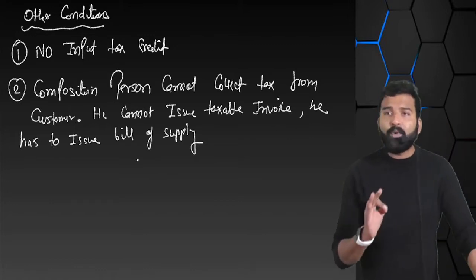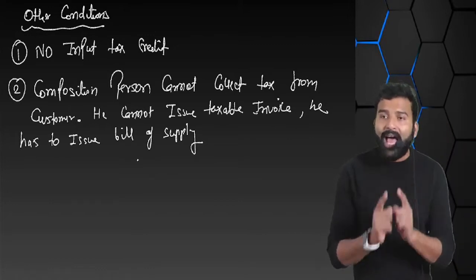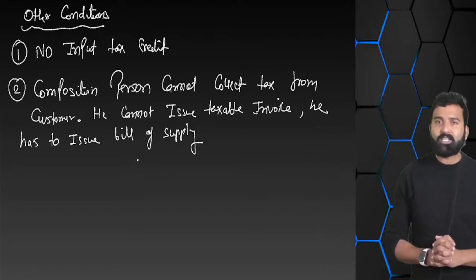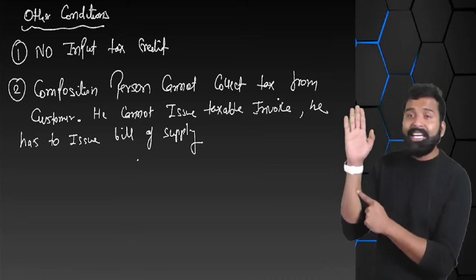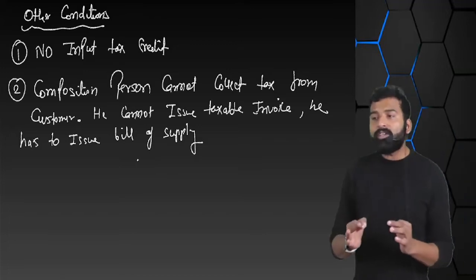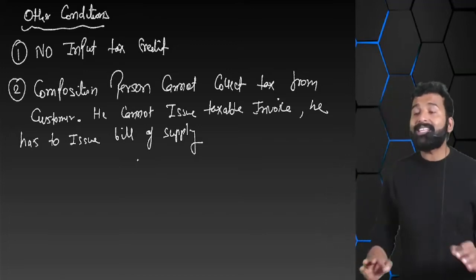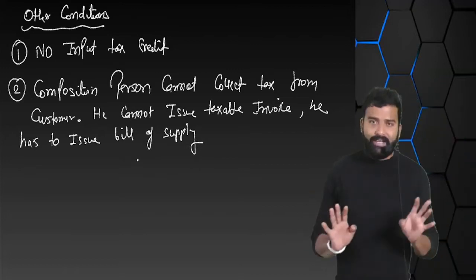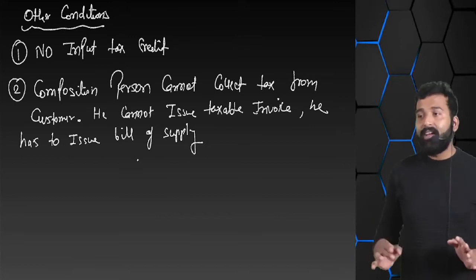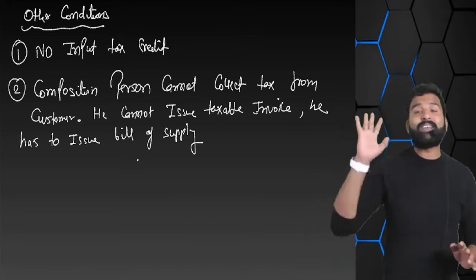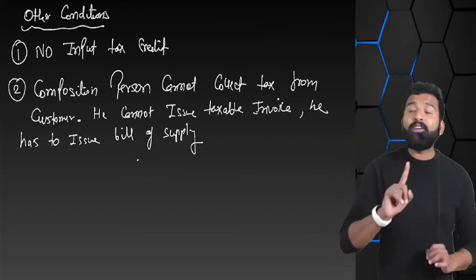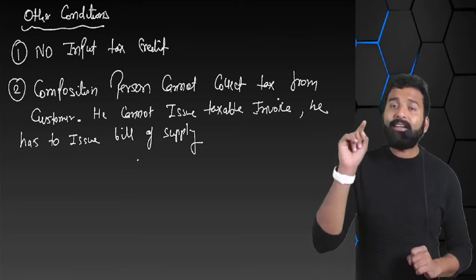If you are a composition person, then you have to collect only the price. You cannot collect tax from the customer. So the customer will not see any tax in the bill. He will see just the price of the goods is 100 rupees. If you want to collect tax from the customer, you cannot collect it separately. You have to add it in the price only. Like if you want a net revenue of rupees 100 and you have to pay 1 rupee tax, then please mention the price to the customer as 101 rupees, because the government will not allow you to collect tax separately from the customer.